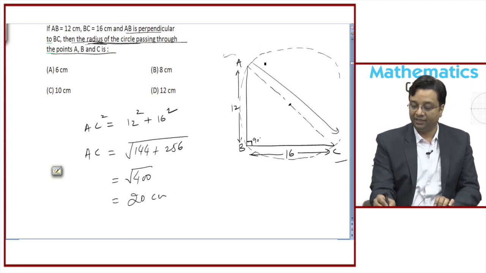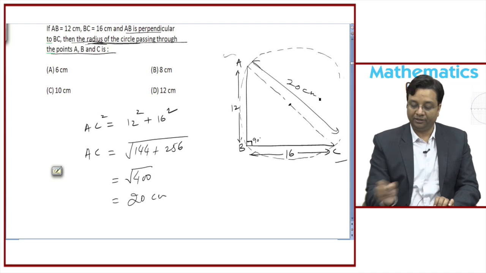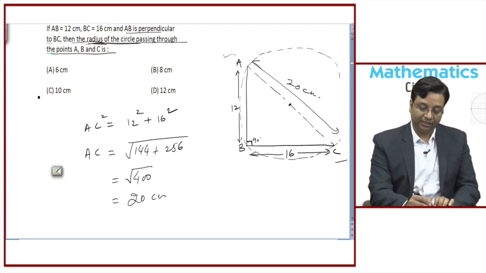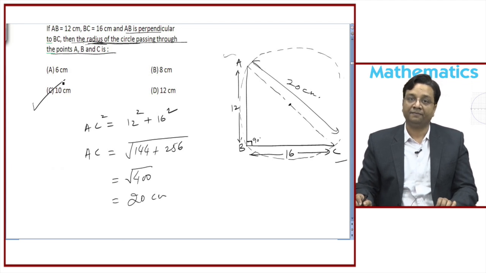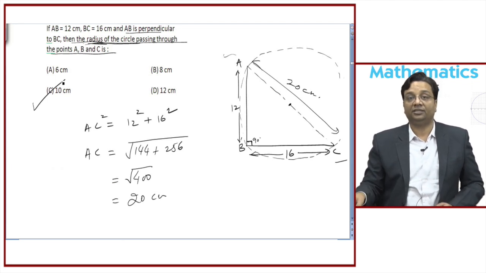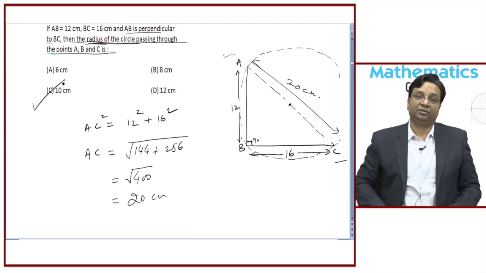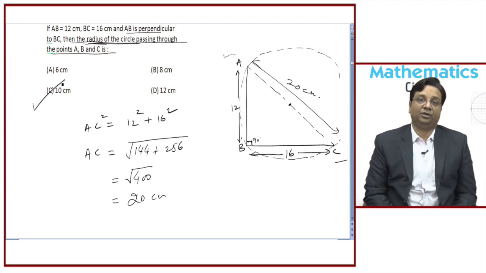So I can say AC here is equal to 20 centimeter and half of 20, that is the radius of this circle, is 10 centimeter. We will discuss such questions in our upcoming lectures also, where you will have more clarity about it.